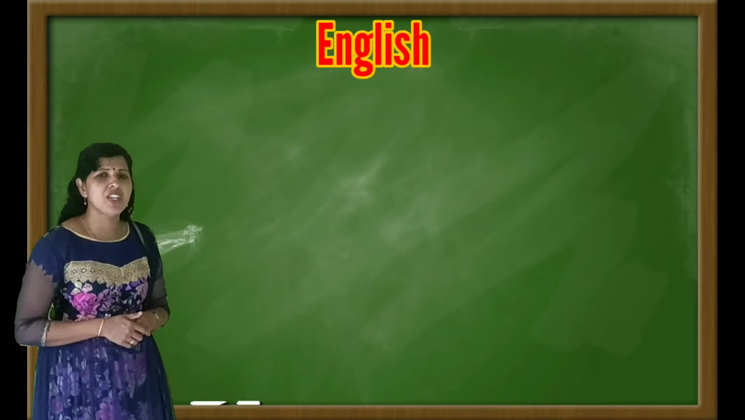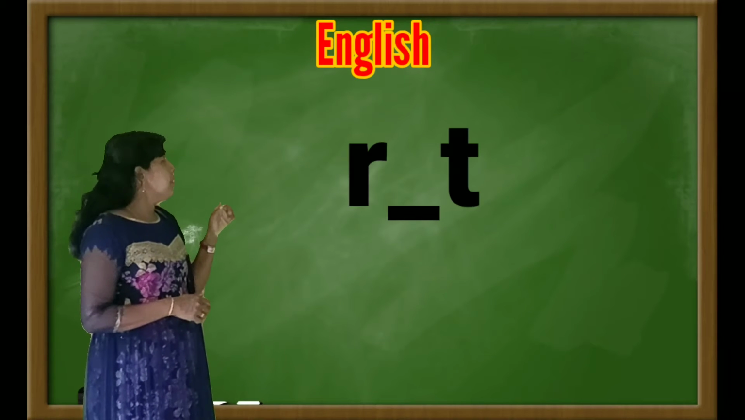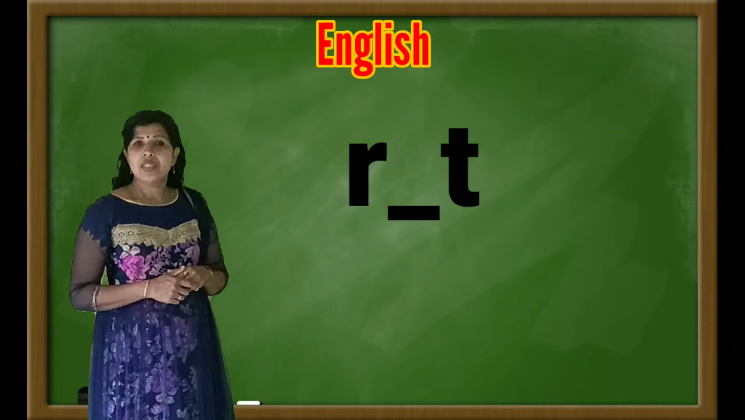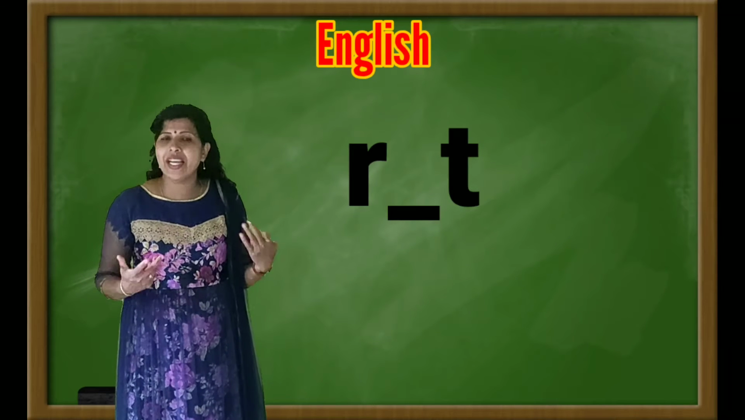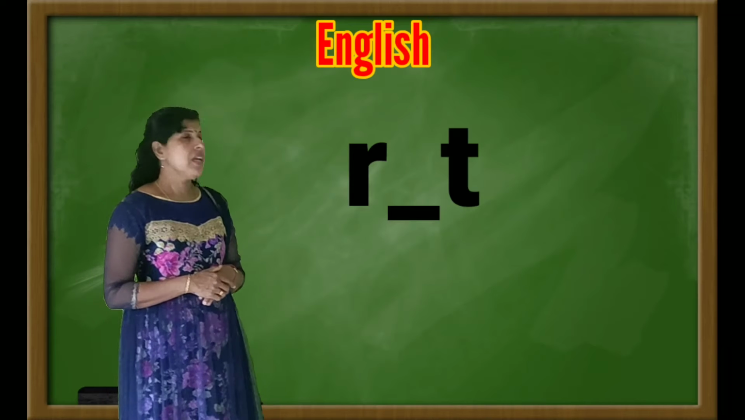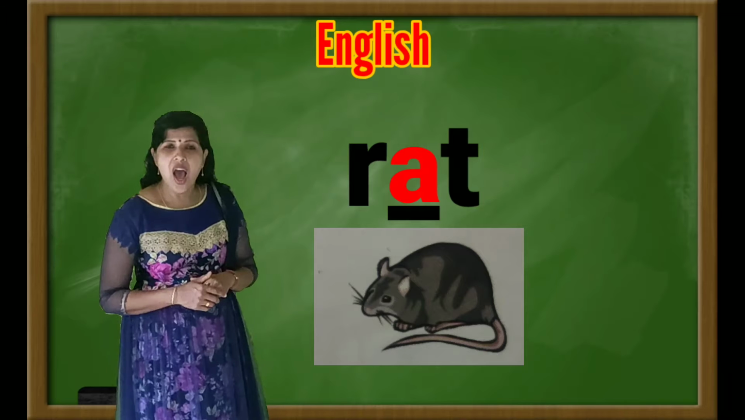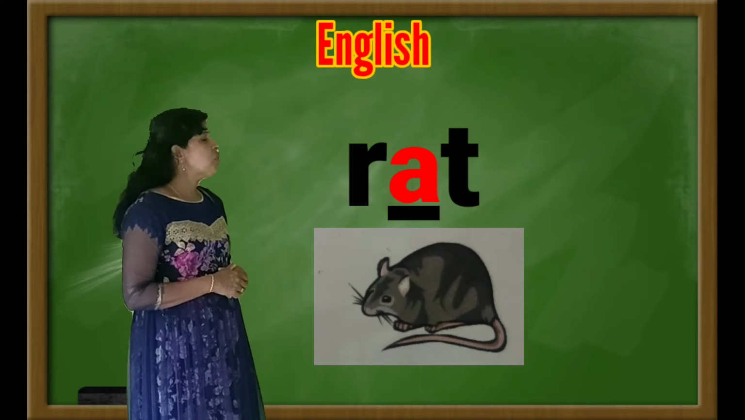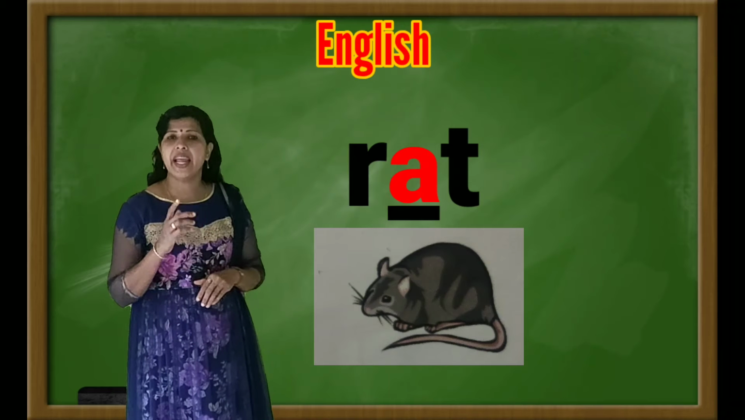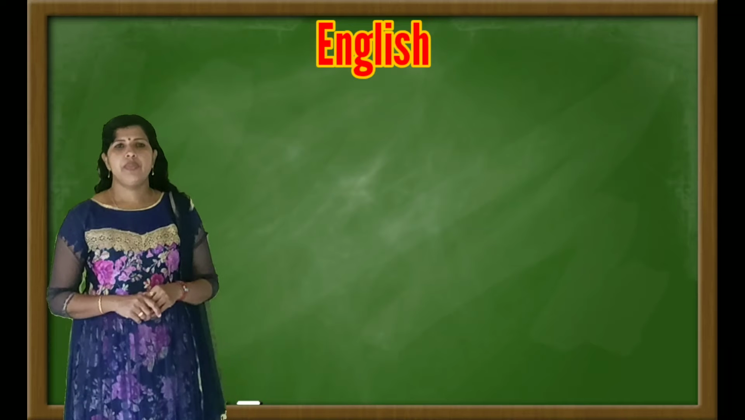Find the missing vowel. R dash T. Which vowel is missing? A. R-A-T. Rat. Next.